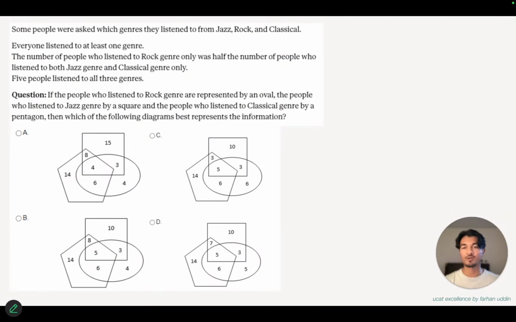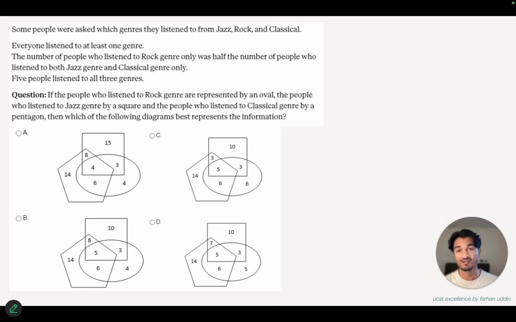So pause the video here and have a go at this one. Fantastic. Okay, let's go through this one together. So everyone listened to at least one genre. So we know that there's going to be 0 on the outside because they all listen to one. That doesn't really help us because all of them have that. The number of people who listen to rock genre only was half the number of people who listen to both jazz genre and classic genre.